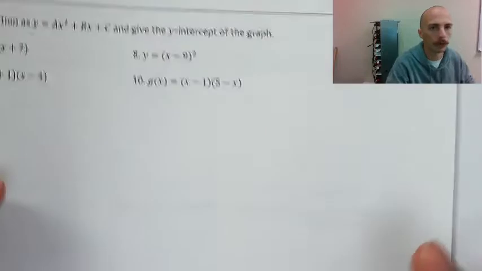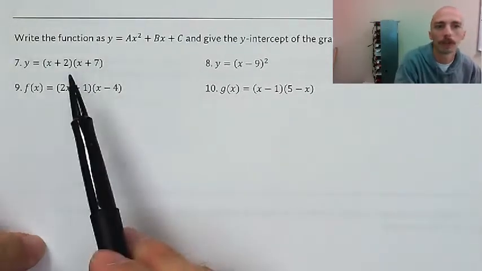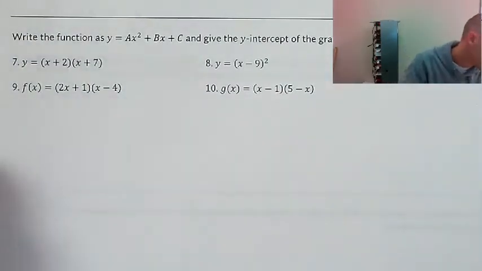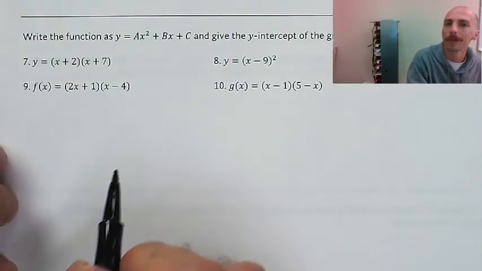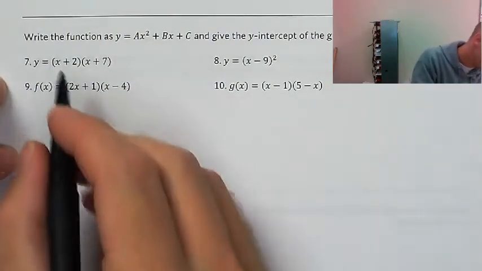That was a lot. Okay, now we're going to write the function as y equals ax squared plus bx plus c, and we're going to give the y-intercept of the graph, but we're not going to need to sketch. So this is where we're going to practice our FOIL a little bit. Okay, and if you need more practice on this, let me know. I've got extra worksheets I'm holding on to. I'm not even really publishing them. But if you need more practice on this, please contact me. Okay, so for number 7, x plus 2, x plus 7.